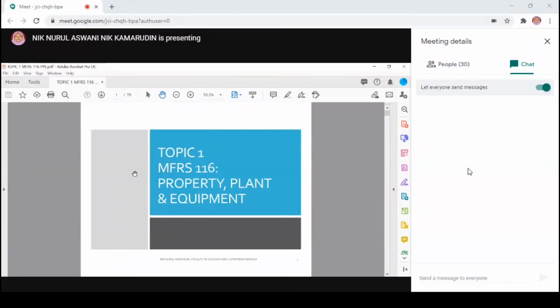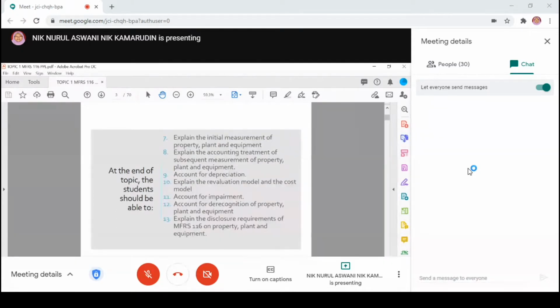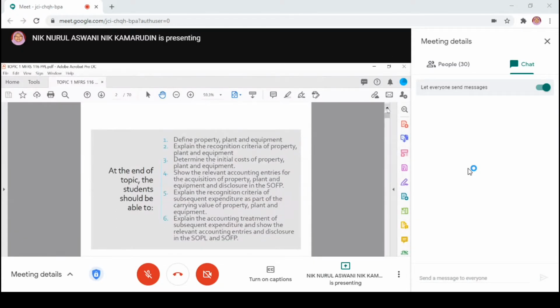Alright, so let's look together at topic 1, MFRS 116. Number 1, define property, plant and equipment. Okay, so this is the learning objective for this topic. Number 1 is to define property, plant and equipment. There are 13 altogether, but we are going to cover only the first 4 for today.